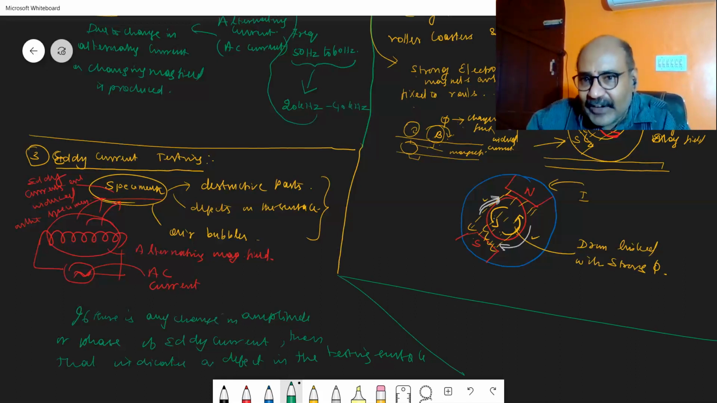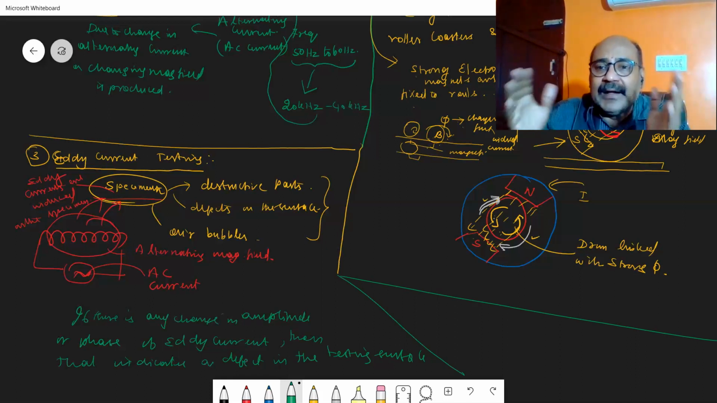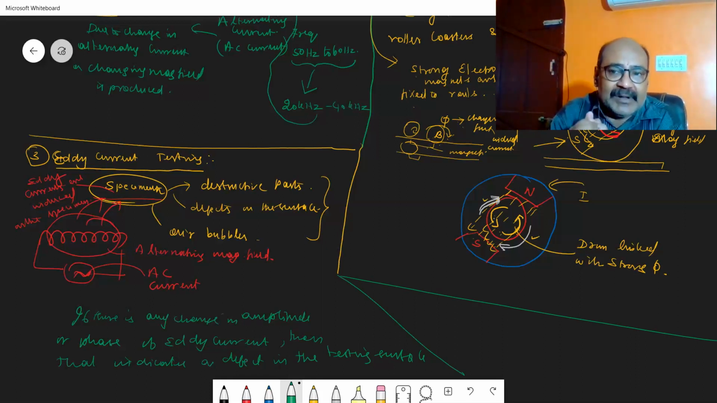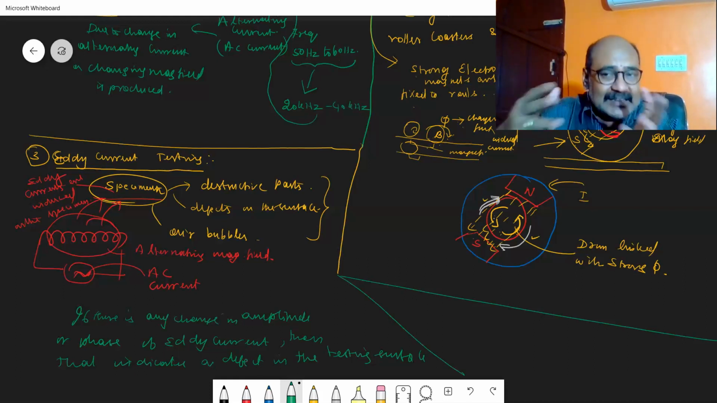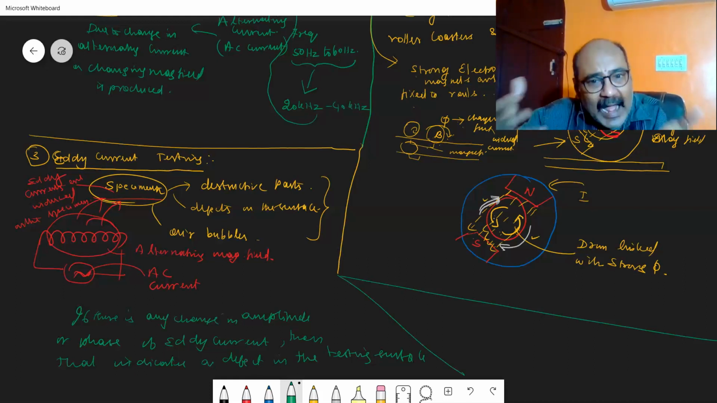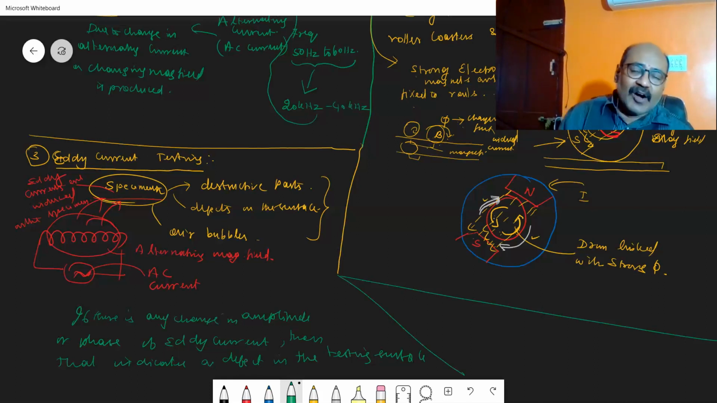Due to the supply of AC current or due to the variation in the AC current frequency, the direction in AC current changes, and a large alternating magnetic field is developed. When that coil is brought nearer to the testing surface or the specimen, you have to note whether there is any change in the phase or amplitude or both. You have to analyze whether the eddy current changes or not.